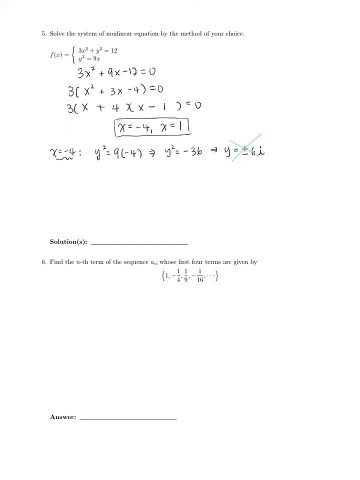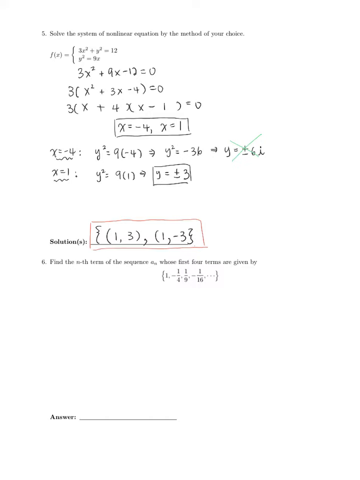Now let's check when x equals 1. y squared equals 9 times 1. So here we're going to have y equals what? Plus or minus 3. Okay, keeper. Alright, so the solution is going to be when x is 1, y is positive 3, and when x is 1 and y is negative 3. So that's going to be our solution set.